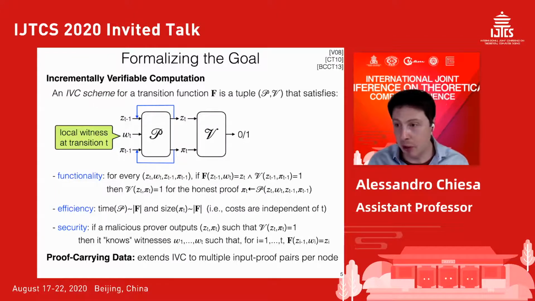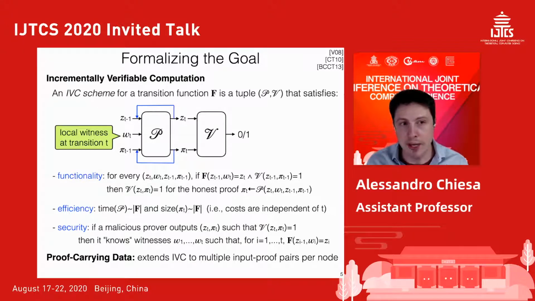In cryptography, we also consider a generalization known as proof carrying data, where essentially we consider functions f that take multiple inputs, not just z_{t-1}, but also z_{t-1} prime, double prime, and so on and so forth. This lets you express computations that evolve not on just a line graph, but on directed acyclic graphs.